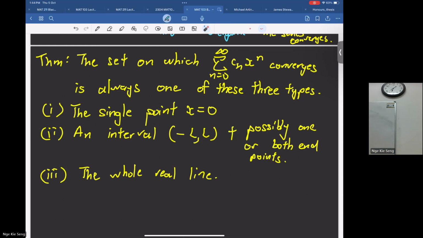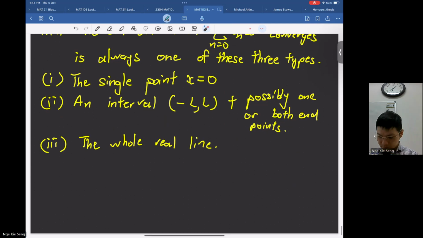Why? Because just now we defined this power series at x equals 0. We are kind of expanding at x equals 0. So what do I mean by expand? Later when we touch on Taylor series, I will show you the picture.